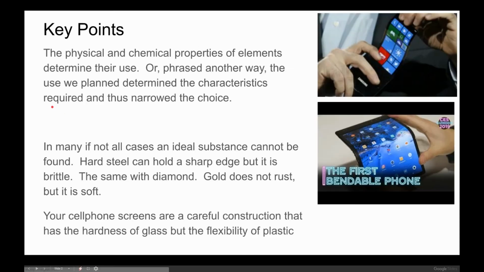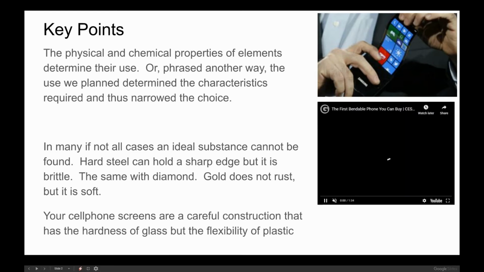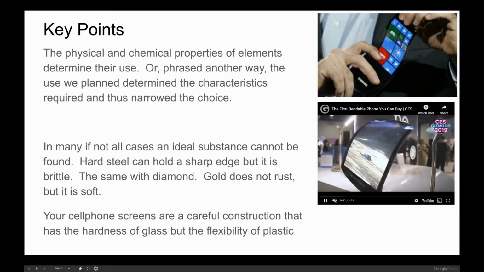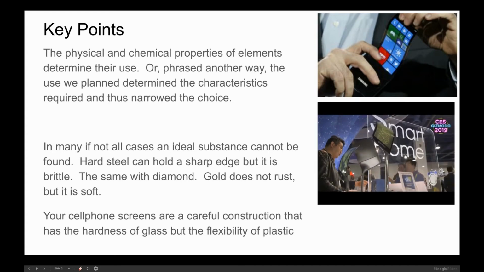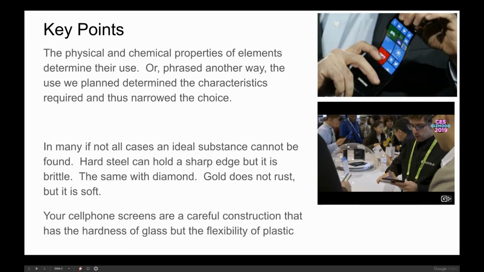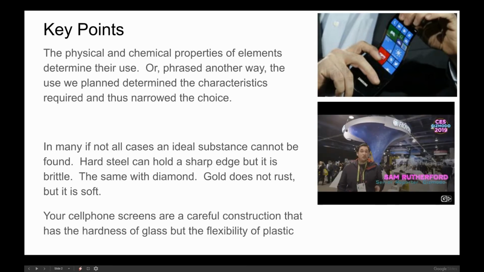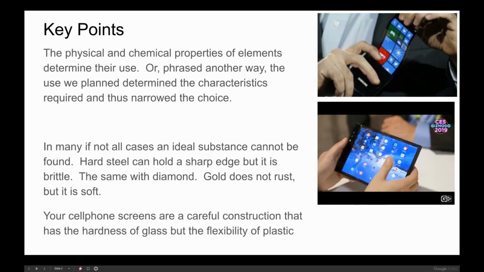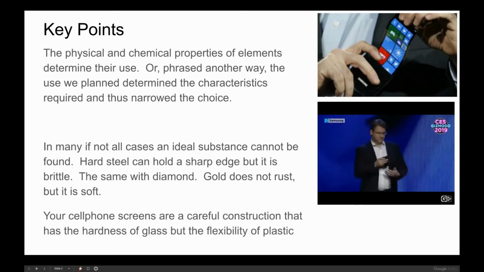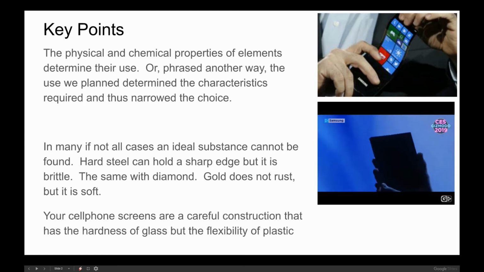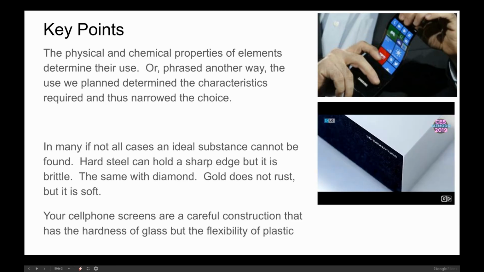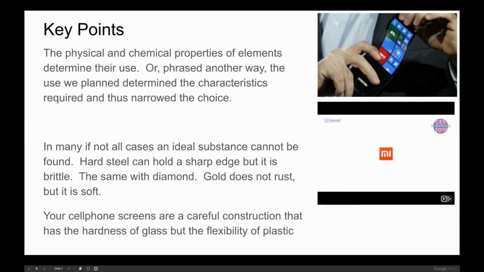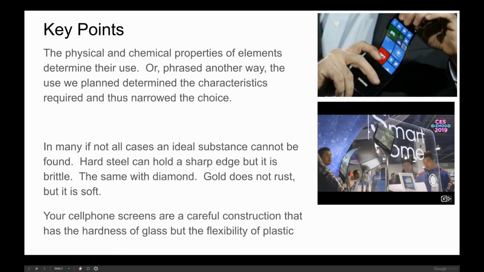What we want to do is take a look at how we can recognize elements by their property. And the physical and chemical properties of elements determine their use. Phrased another way, when we plan to use something, the characteristics we need determine the choice or the narrowing of that choice. In many, if not all cases, an ideal substance cannot be found. Hard steel can hold a sharp edge, but it is very brittle. And so if you make a knife hard all the way through, it will snap quite easily.